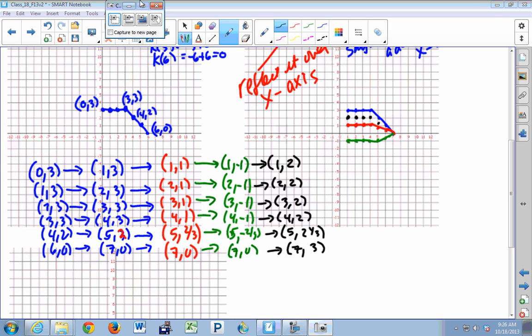Where's my eraser? All right. So let's see. I got to go back to my red and get this one in here. Okay.